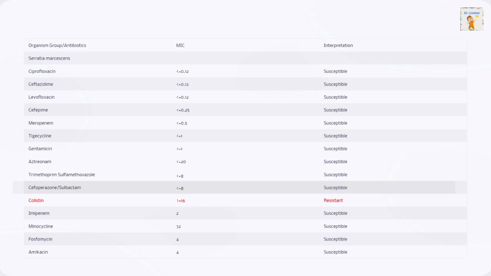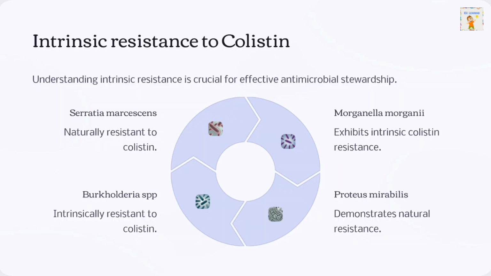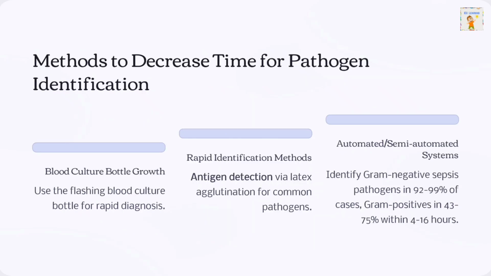Now if you look here, this patient has grown Serratia marcescens and it is resistant to colistin but fairly susceptible to many other antibiotics. So what does this mean? We need to understand that Serratia marcescens, Morganella morganii, Burkholderia species and Proteus mirabilis are intrinsically resistant to colistin, and these infections can grow in patients who have been receiving colistin or polymyxin for a longer time.